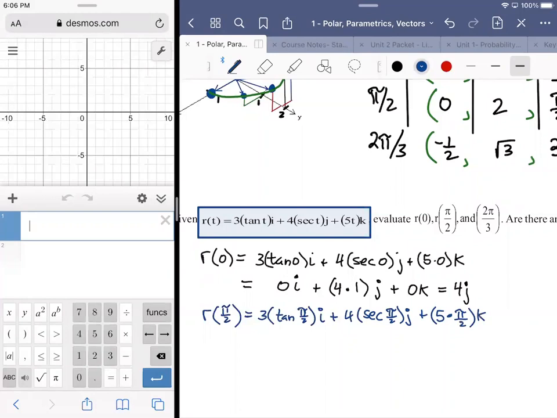All right. Now again, tangent is equal to sine over cosine. So tangent of pi over 2 would be sine of pi over 2, which is 1, over cosine of pi over 2, which is 0. So that part of it's going to be undefined. If one part of it is undefined, then the whole thing is undefined. As it turns out, multiple parts of this function are undefined, right? Because secant of pi over 2 is also undefined. The only part that actually ends up being defined would be the k component, but that doesn't matter because once one part of it is undefined, the whole thing is undefined. So undefined.